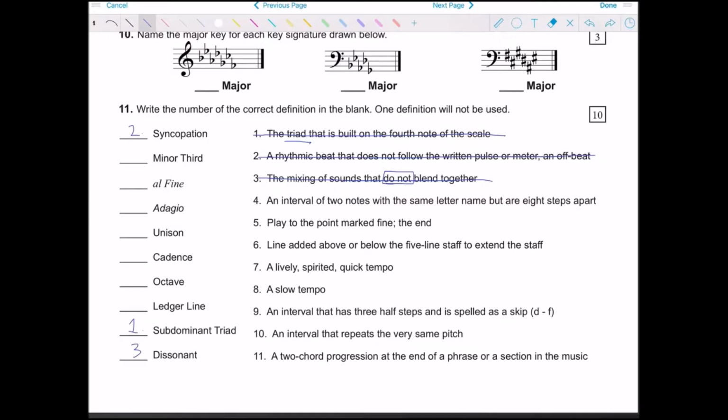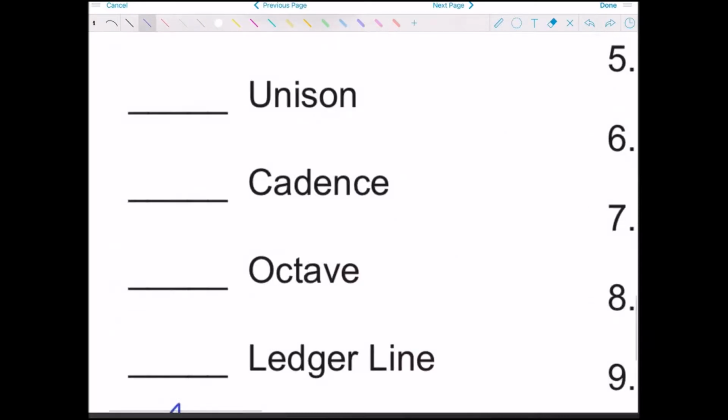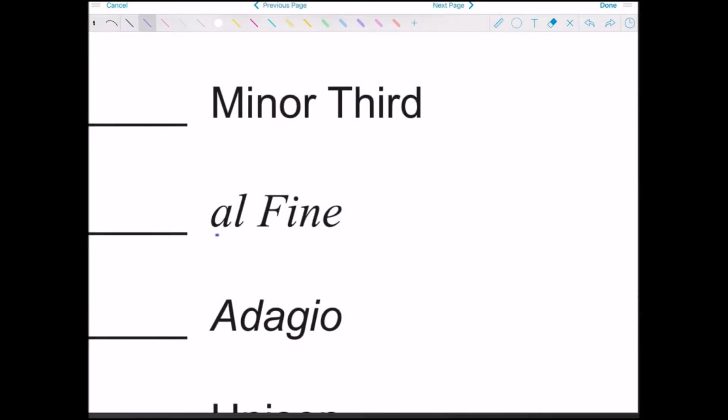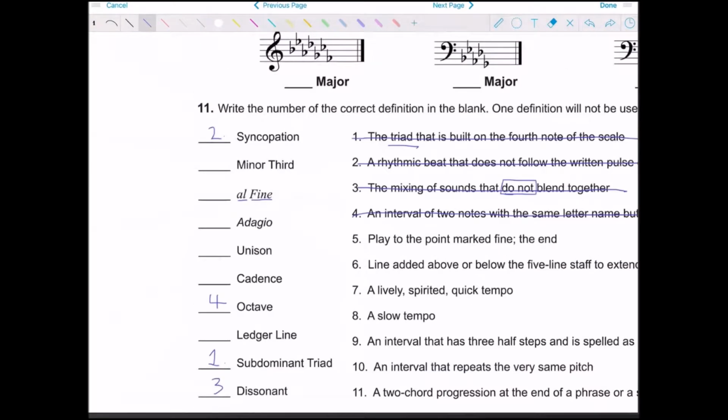Okay, number 4. An interval of 2 notes with the same letter name but are 8 steps apart. 8 steps. Key word right there. You should know that. That is an octave. Okay, number 5. Play to the point marked fine. The end. Alright, so right here, look at that. To the end. Fine. To the finish. Number 5 goes right there.